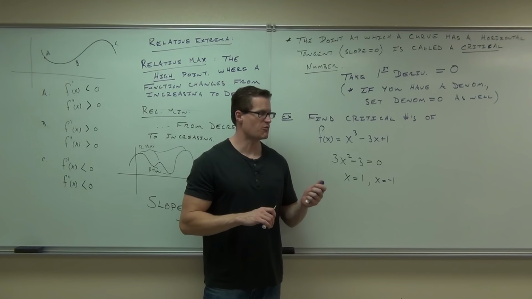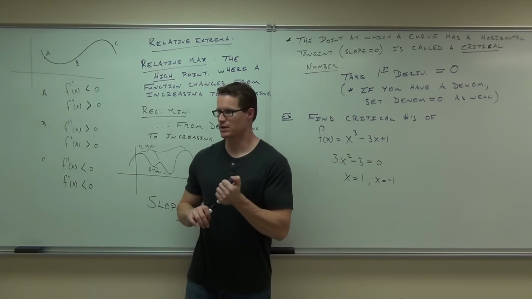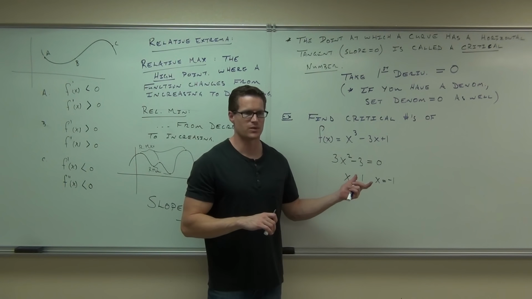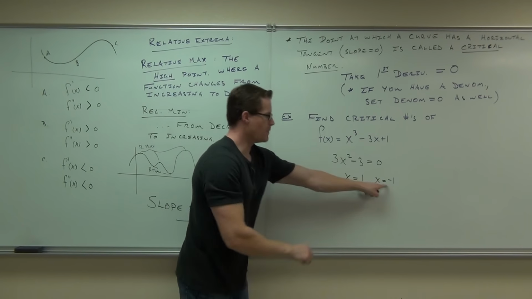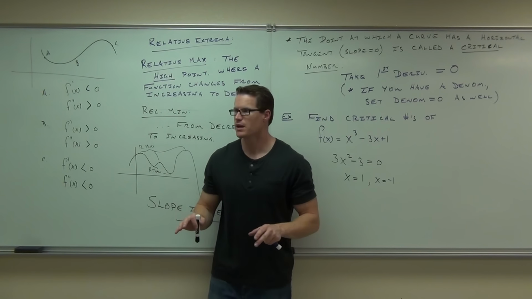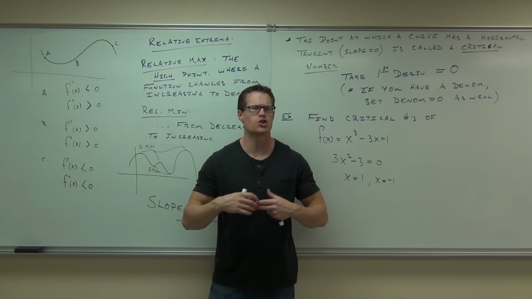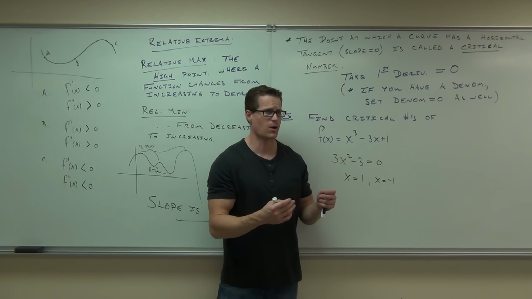Those are my x values of my potential points for relative max and relative min. In this case, yes, this is going to be a relative max and a relative min. This one should go max, min. Okay, that's what that should be. Now, we're going to talk all about that later. Right now, I'm just asking to find critical numbers. I'll show you how to determine that at a later time. Are you all right with that?